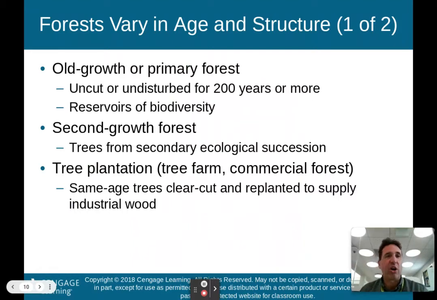All right, so we have a lot of different types of forests out there. In fact, forests are going to vary in their age and structure. So we have what are known as old growth or primary forests. These are forests that have been uncut or undisturbed for over 200 years, and they are reservoirs of biodiversity. We don't have a lot of these old growth forests left, but there definitely are some around. I'm going to show you a picture of one in Poland. There are some out in California as well. Again, they haven't been disturbed for over 200 years.